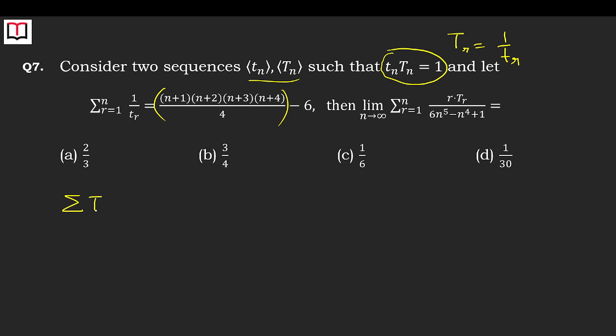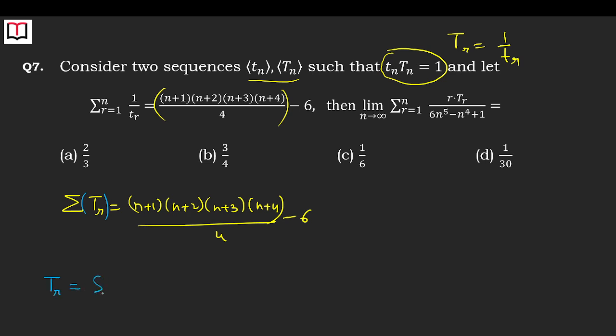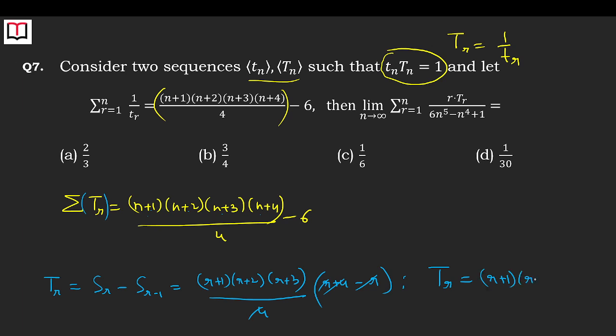So it's nothing but summation TR, which is (n plus 1) into (n plus 2) into (n plus 3) into (n plus 4) by 4, minus 6. Now, see how to get the Rth term, a general term, from the series. We can write TR as SR minus S(R minus 1), all of us must be knowing it. So it's R plus 1, R plus 2, R plus 3, R plus 4, and then R plus 1. You can take R plus 1, R plus 2, R plus 3 by 4 as common, and 6 and 6 get cancelled, so the bracket will have R plus 4 minus R. So we got TR as R plus 1, R plus 2 into R plus 3.